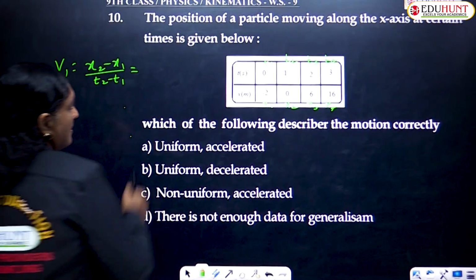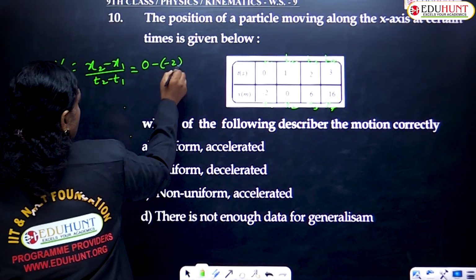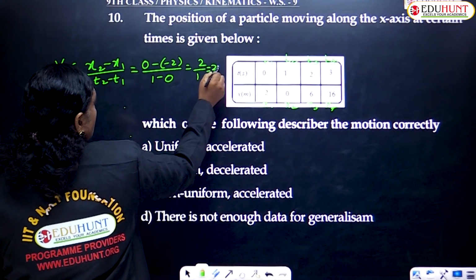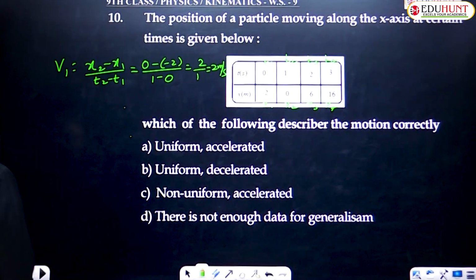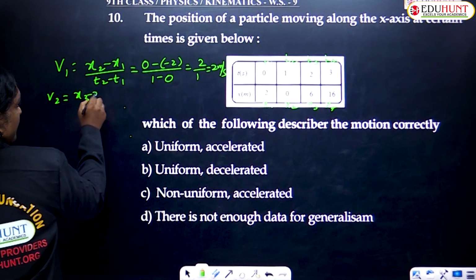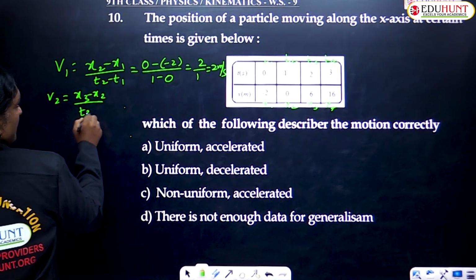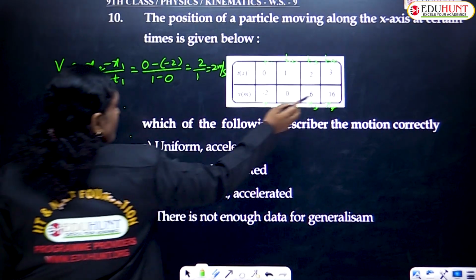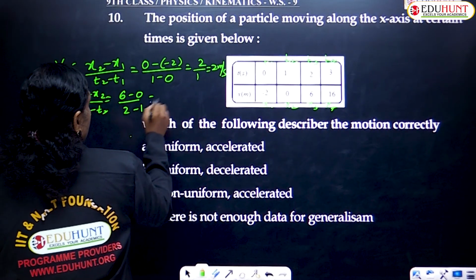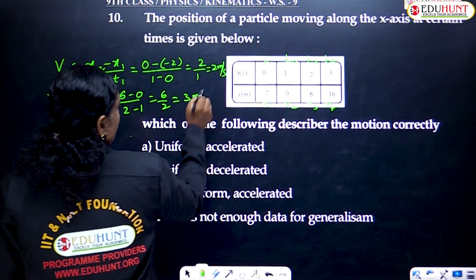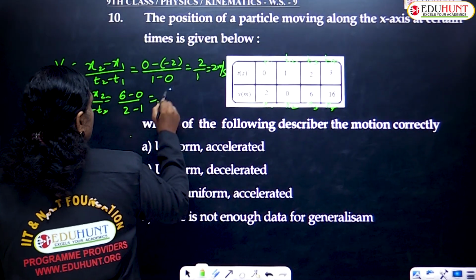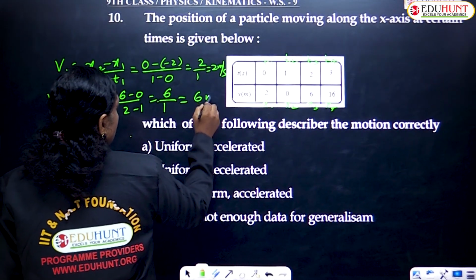How much is that, children? 0 minus of minus 2 upon 1 minus 0. Minus of minus 2 is 2, by 1 is 2 meter per second. Similarly, v2 can be written as x3 minus x2 by t3 minus t2. It's nothing but 6 minus 0 upon 2 minus 1. Is that okay, children? 6 minus 0 is 6, upon 2 minus 1 is 1. It is 6 meter per second.